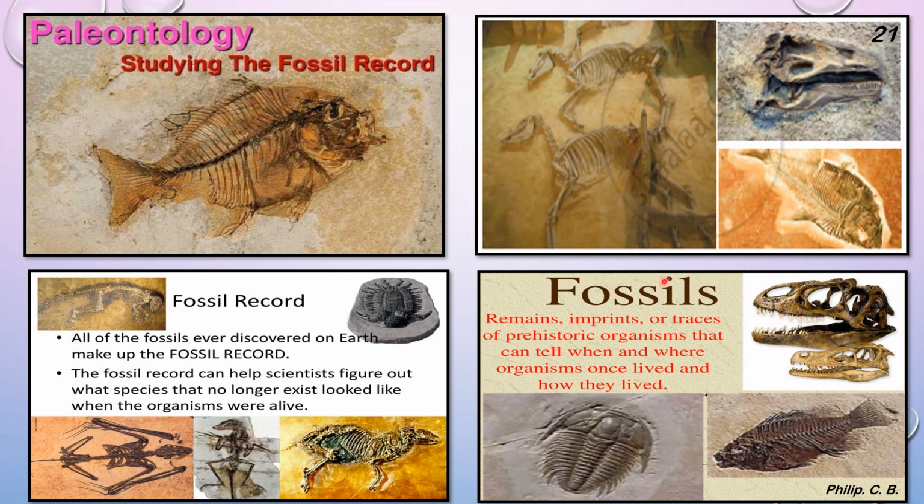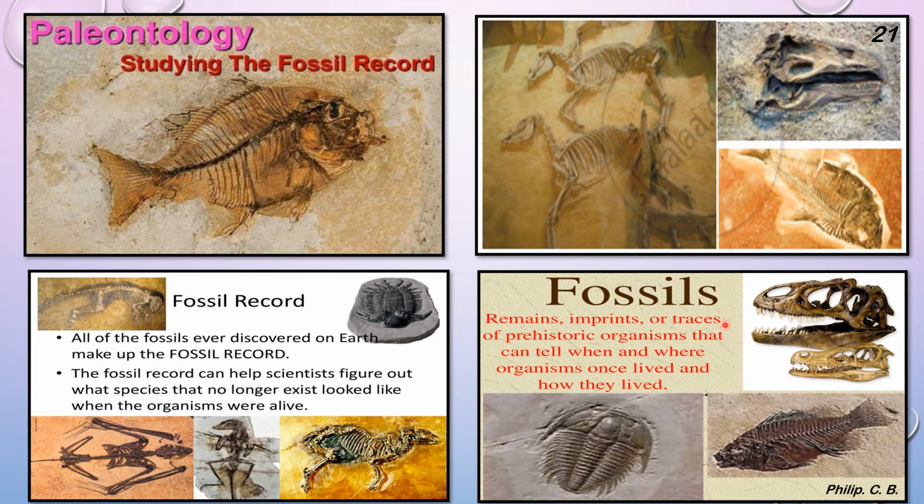Now I added all the images over here, like paleontology, the study of fossil record, which is the meaning of paleontology. Paleont, the fossil, logy, to study. Then the fossil record, which you can see over here, is all the fossils discovered on the earth. The numbers are many, some of them are shown. The fossil record can help scientists figure out what species that no longer exist looked like when the organisms evolved. So with the help of these fossils, we can make note of the structure and shape of the animals present at that time. Here is another image which is added, which is given in the textbook as well.